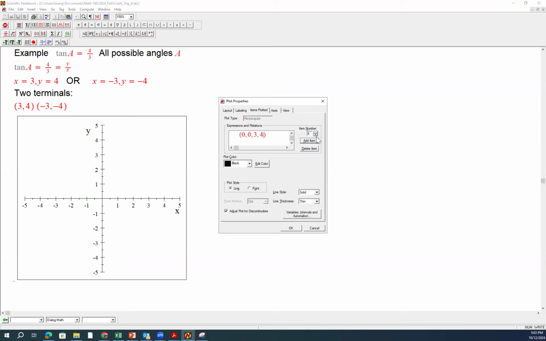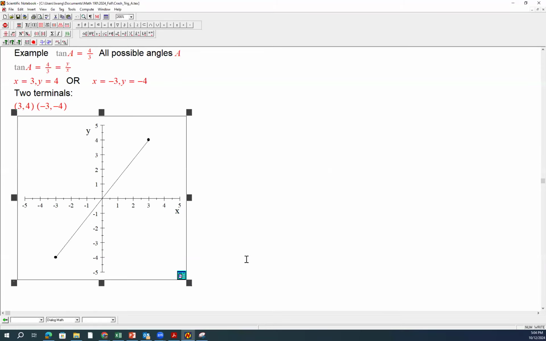This is going to be a line, and that's a dot, and that's a dot. So another one, another terminal, 0, 0, -3, -4, and this time it's a line. Ha! We get two terminals. One terminal in the first quadrant, the other terminal in the third quadrant. Both terminals produce this angle.